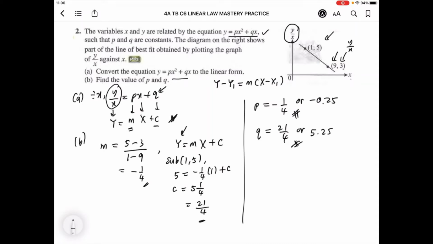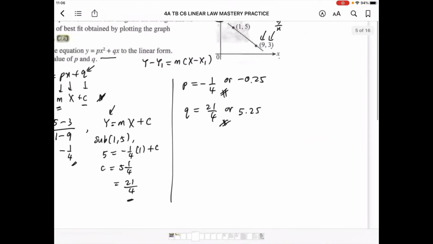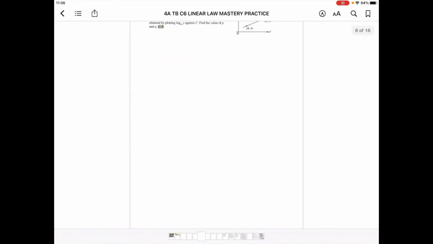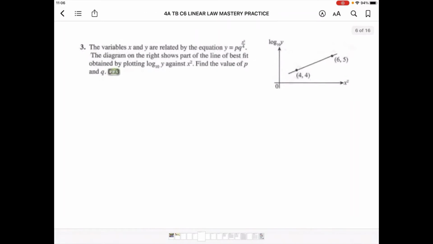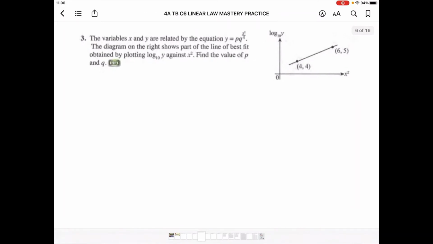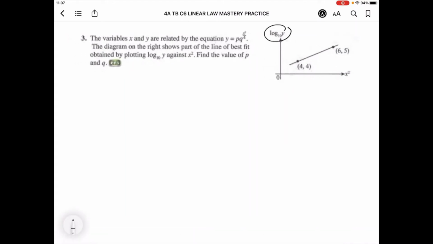Next question. All right, this one is also quite similar, but it involves logarithm, right? How do I know? I look at the axis here. Can you see it's log, right? And this is x squared. So the question also mentioned that the straight line is obtained by plotting log 10 y against x squared.